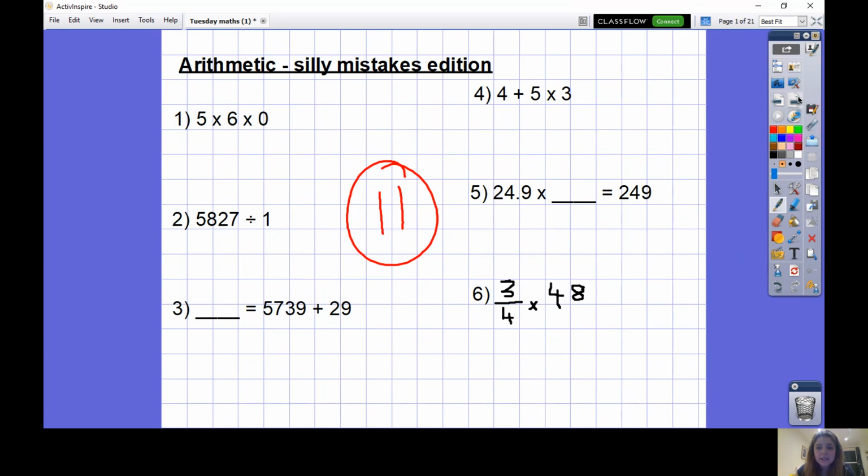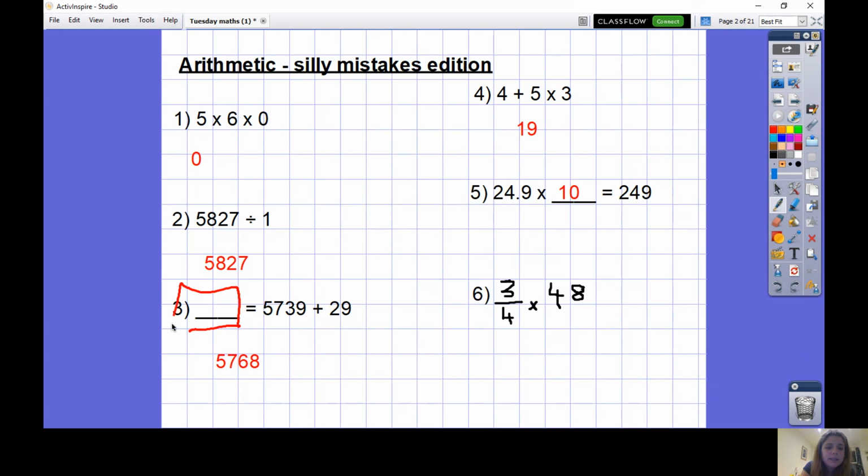Okay, I'm going to start going through the answers now, so make sure you've answered all 6 questions and make sure you haven't fallen in any of the traps. When you multiply by 0, the answer is 0. Here we're dividing by 1, the number remains the same. Here, this is not a missing number problem. Some of you just see that the number you're looking for is at the beginning and assume that you've got to do the inverse. No, it's just 5,739 add 29.